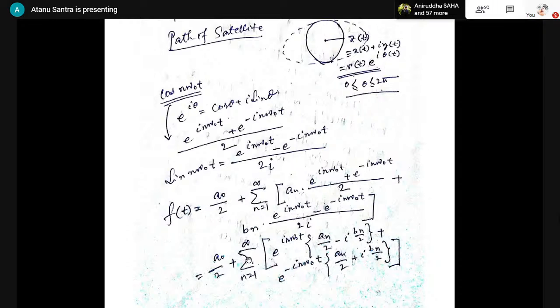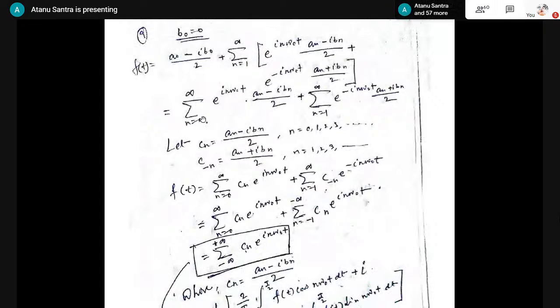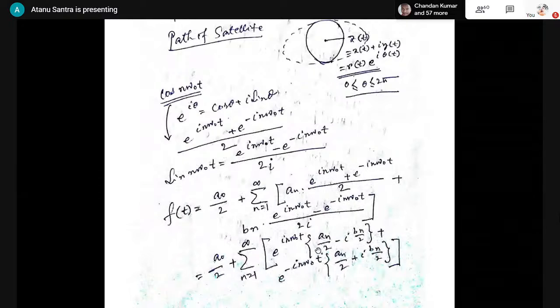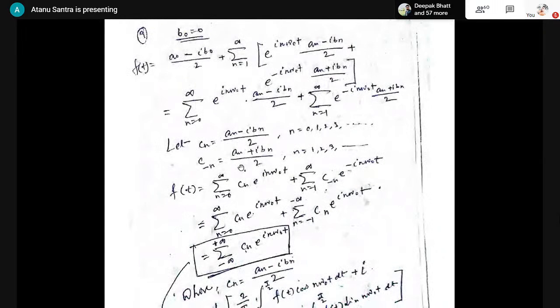Fine. So we will get this total expression, and this form is complex in nature. Now what we will see, n is equal to 1 to infinity, and this one a0 by 2. Now f(t) is equal to, if we talk about a0 by 2, that means a0 minus ib0 by 2.